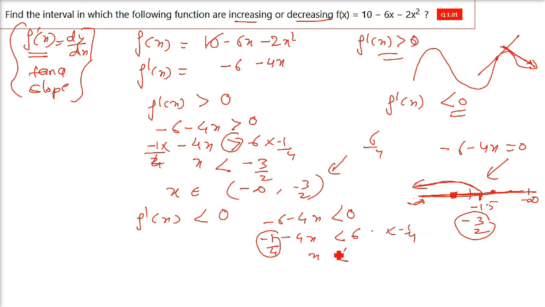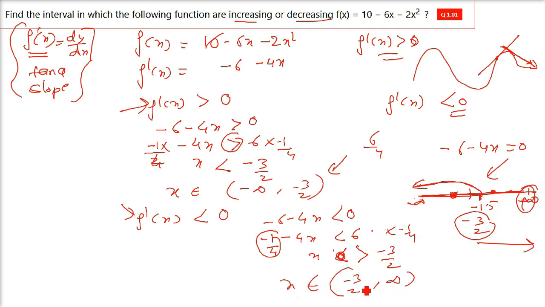The angle sign is going to change, so it should be greater now. This is minus 3 by 2. So anything which is greater than negative 3 by 2, all those points, the function will be decreasing. If you start with negative 3 by 2, you will go up to positive infinity. So x will belong to minus 3 by 2 till infinity. In this interval it is decreasing.